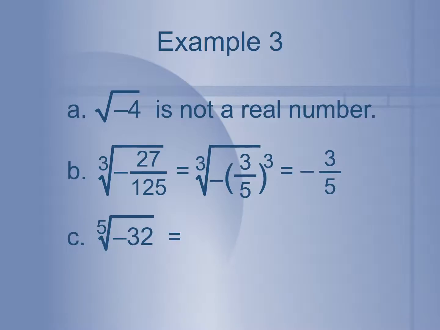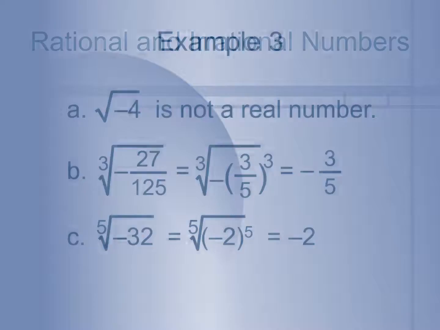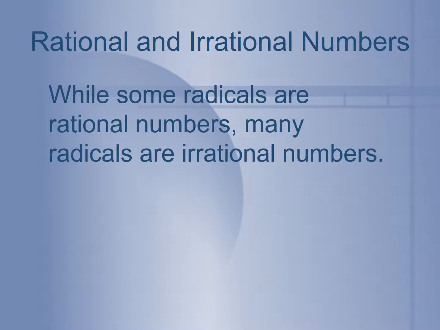So let's do the 5th root of -32. So I'm thinking, what number to the 5th power is going to give me -32? Well, -2 to the 5th power is -32, because it's an odd power, which means that my radicand is going to be negative. So that makes sense. So if I take -2 to the 5th power and take the 5th root of that, I end up with -2.